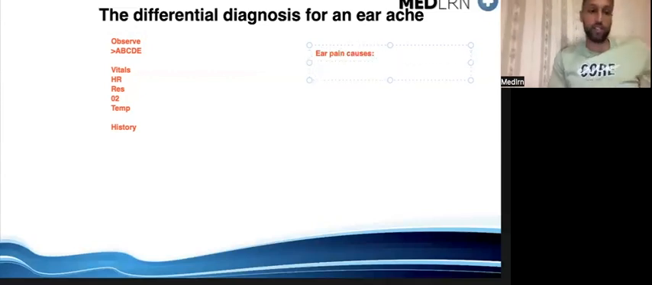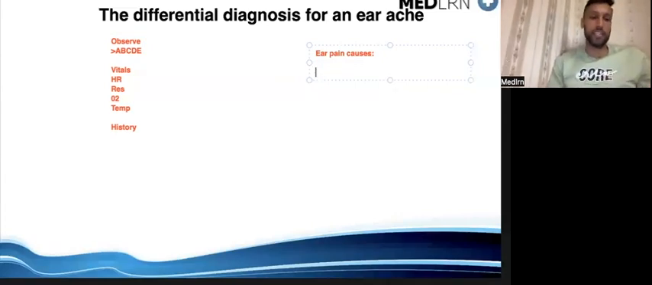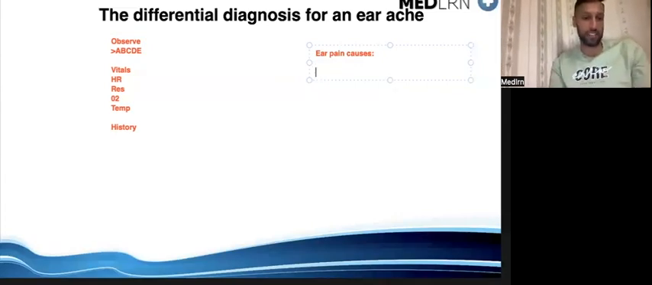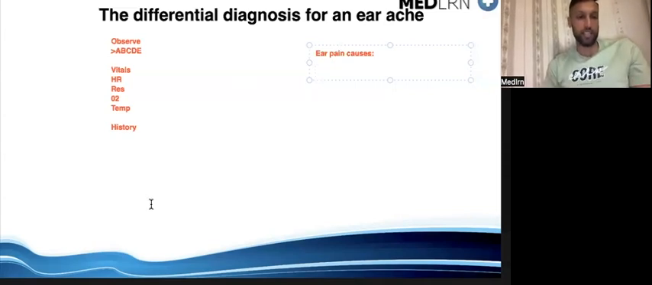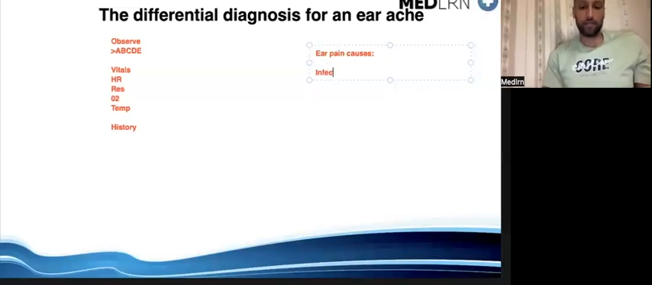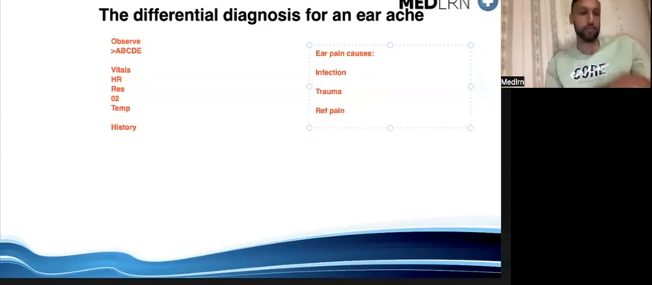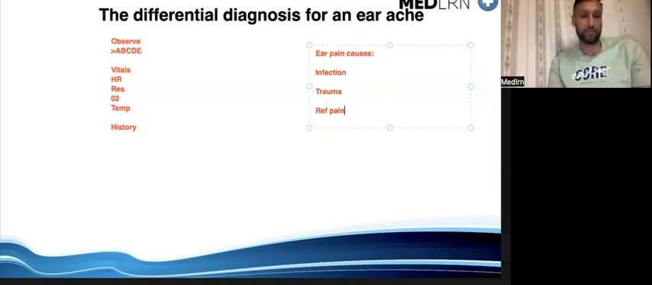So everybody listing, good. Let's have a look. We've got wax, ear infection, otitis media, gum infection, burst eardrum, trauma, outer ear infection, perforation, inflammatory, foreign body, infection. Okay. Right. You've mentioned infection. You mentioned trauma. And all of you have mentioned referred pain. Anything else? I'm going to make a list and we're going to go through it together.